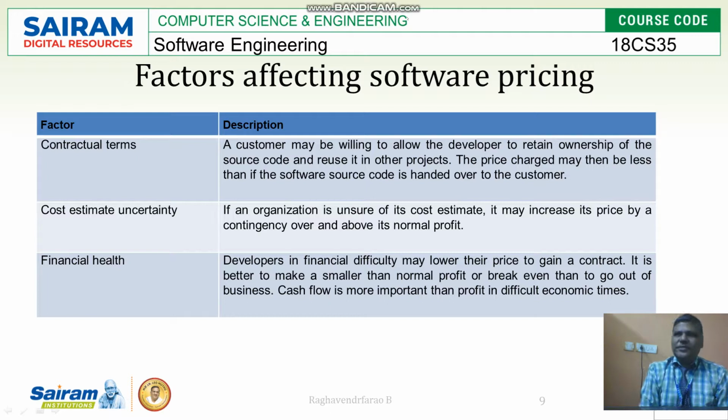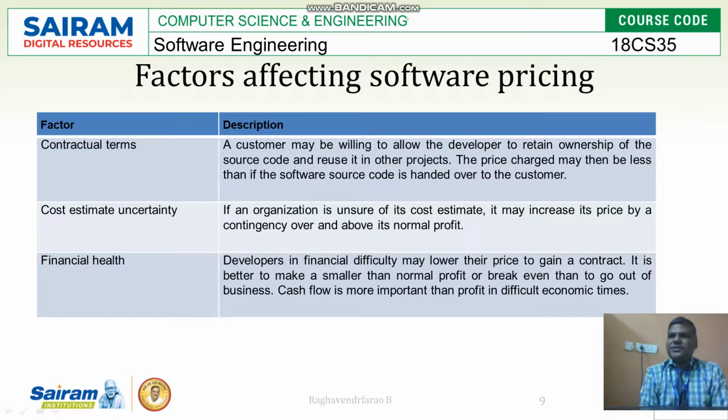What are the factors which are going to affect the software pricing? Here, first is contractual terms, then cost estimate uncertainty, then financial health. Now you see the first, contractual terms.